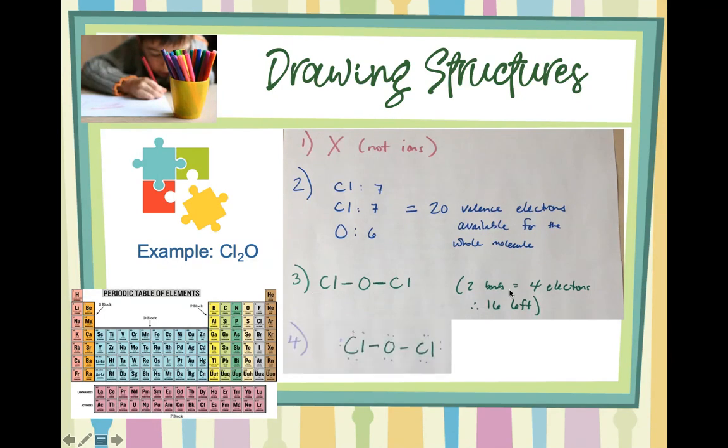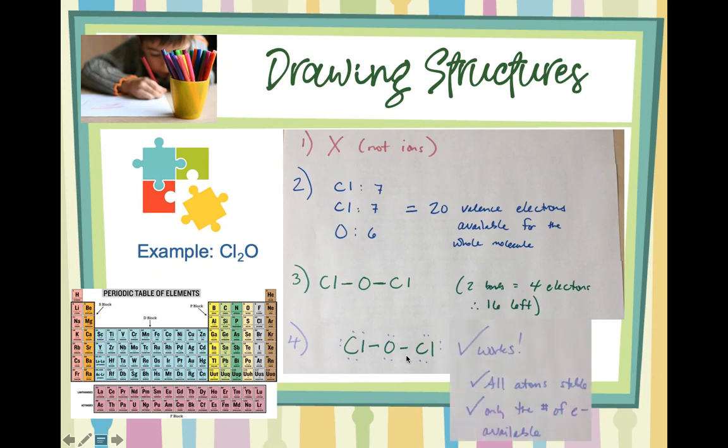Oh, hey, it works out. I have 16 electrons that are just spread out, and 4 electrons in the bond. That equals the 20 valence electrons I had available. So I check. Does it work? Yeah, it does. Are all the atoms stable? Well, this chlorine has 1, 2, 3, 4, 5, 6, 7, 8. That's good. This oxygen has 1, 2, 3, 4, 5, 6, 7, 8.